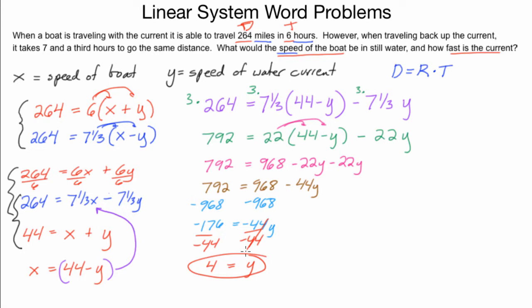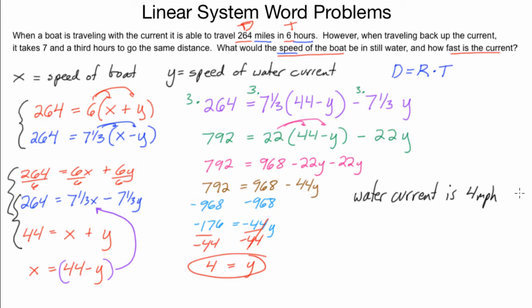All right, look at all that algebra work there. So what does this mean? Y is 4. Well, let's go back to what we defined our variables as. Well, y is the speed of the water current, which means the water current is 4. In this case, 4 miles per hour, because that's the units I've been working with. All right, so the water speed, I'm going to write that down. The water current is 4 miles per hour. So it's kind of moving along slowly, but moving along nonetheless.